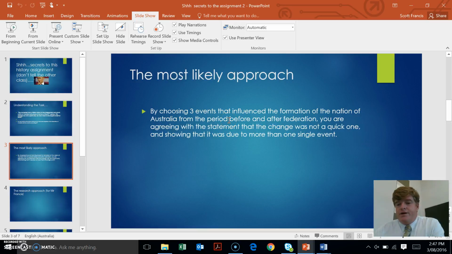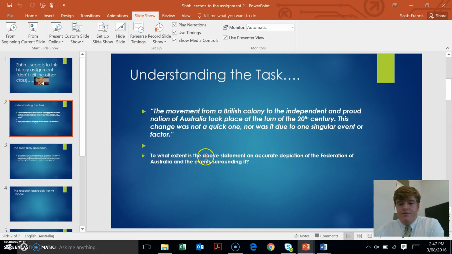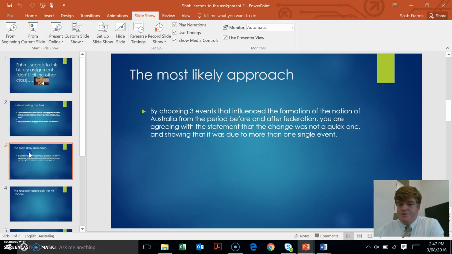And so by looking at those events and the fact that they happen over time, you are, in effect, agreeing that the statement is an accurate depiction. Now, you don't have to argue that way, but I suspect a lot of people will choose it. Entirely up to you, but I think it's going to be a likely approach.